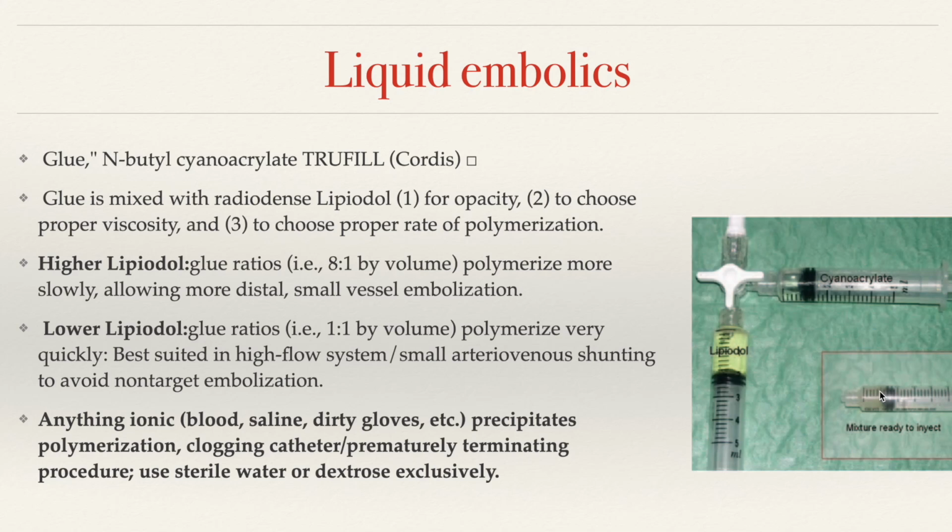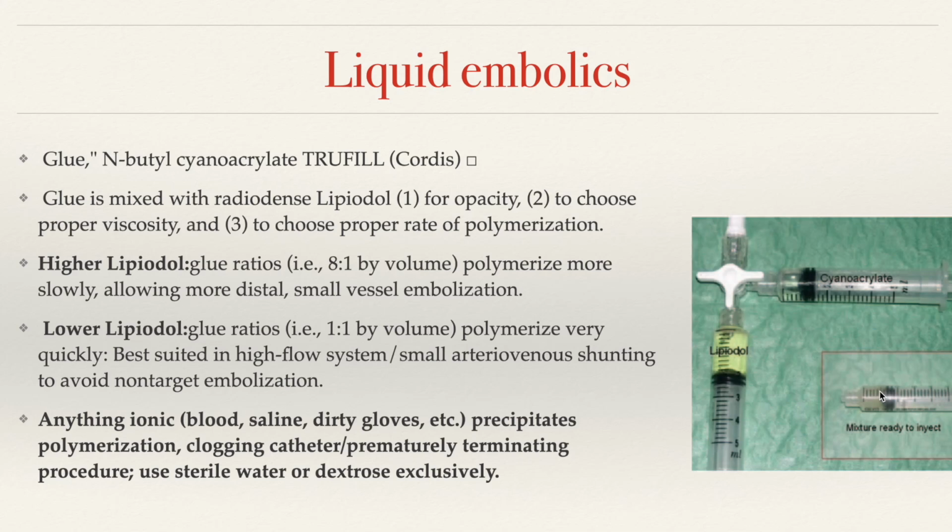Sometimes you need a high lipiodol to glue ratio, like 8 to 1, 10 to 1. What is the use of this? Here you have more lipiodol and less glue, so the polymerization will be slower. Hence the glue will end up going more distally into smaller vessels. When that is the need, you go for a higher lipiodol to glue ratio. With a lower ratio like 1 to 1, 1 to 2, 1 to 3, the polymerization is very quick and it is suited to a very high flow system where you don't want any non-target embolization and you need quick blockage at the site where you release it.